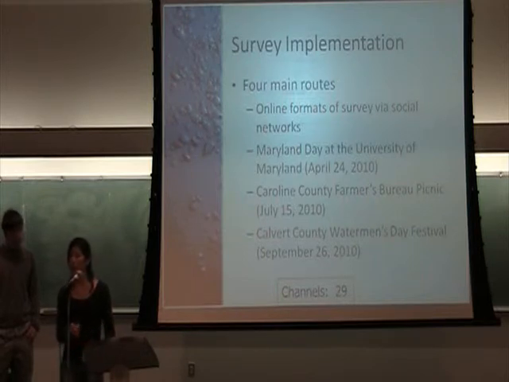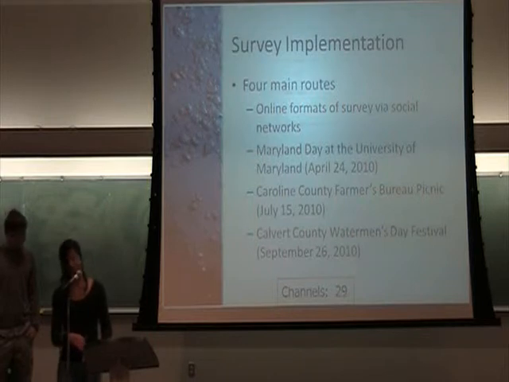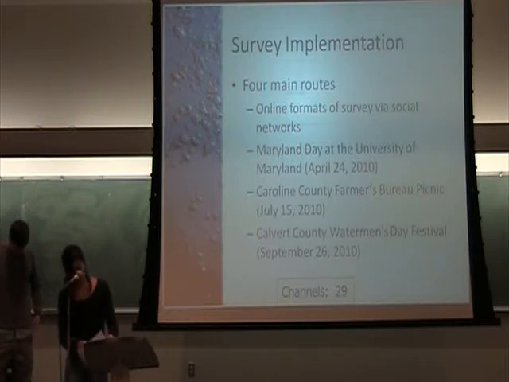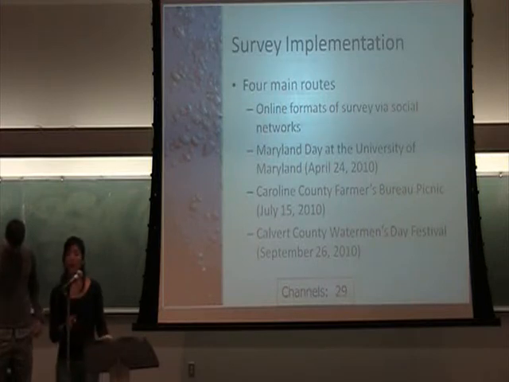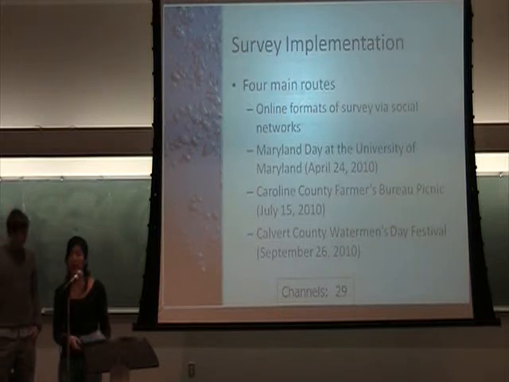So we got a wide range of people of all different economic statuses. The reason for the diversity is because many people live in the Bay watershed area, and many different people live in the state of Maryland.